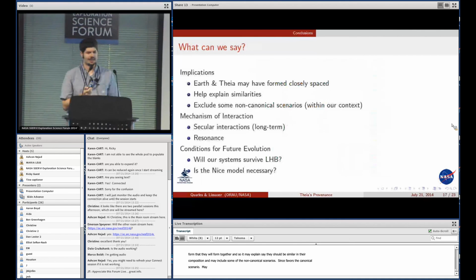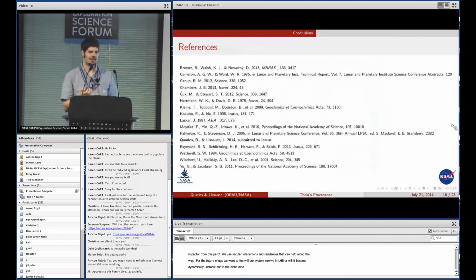How do we get the impactor from that part of the solar system to the Earth? Well, we use secular interactions because it can't happen that quickly, and there could be resonances that could help along the way. And so for the future evolution, we want to know whether our system will survive the LHB, or will it become dynamically unstable? And this would say, is the NESF model necessary in this regard, or do we need some other model to explain the things that NESF does?